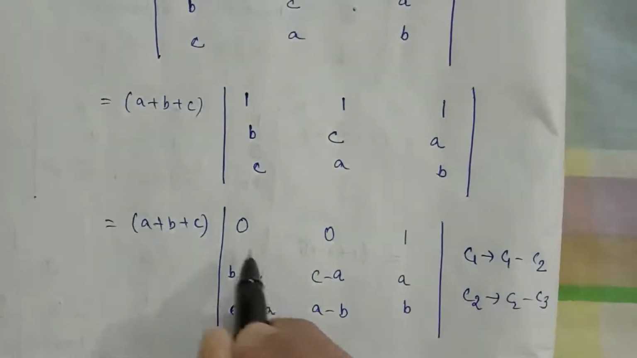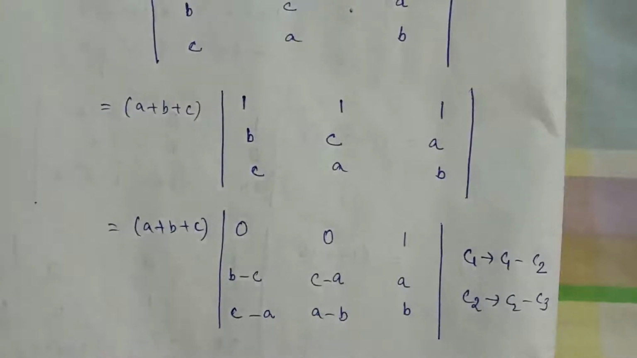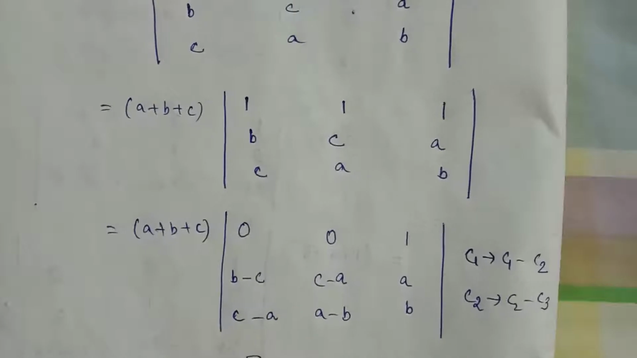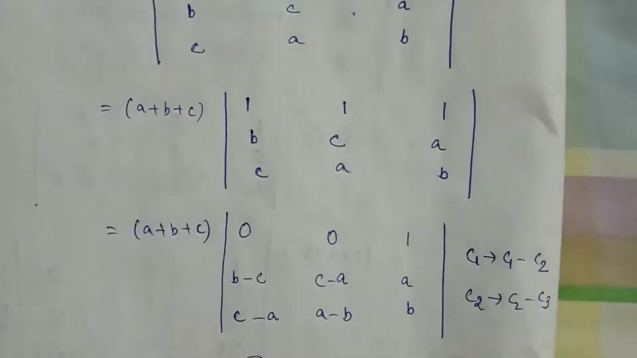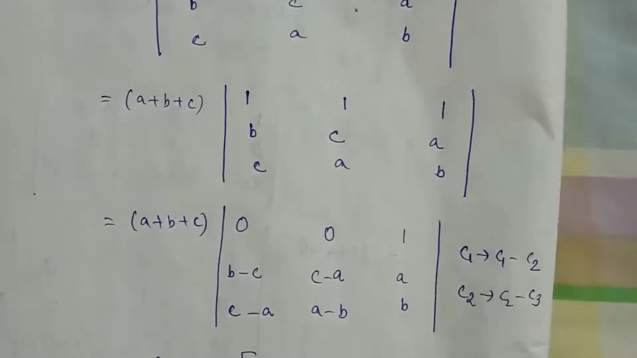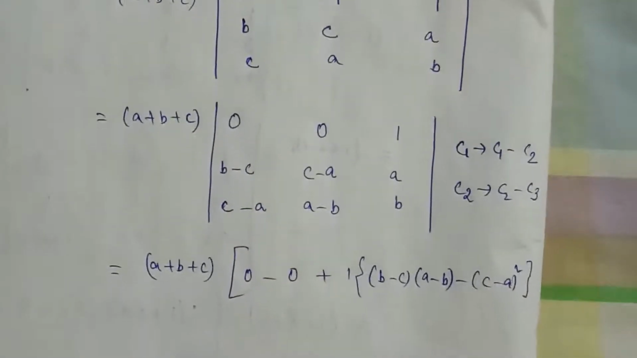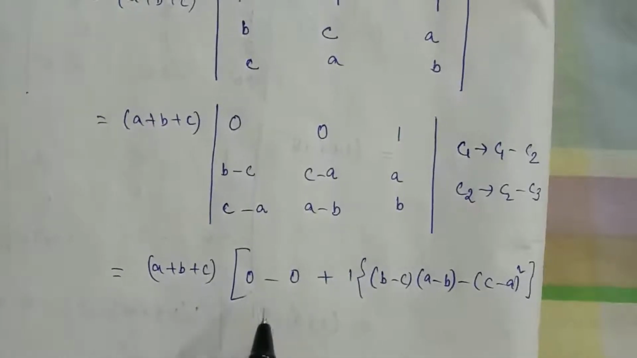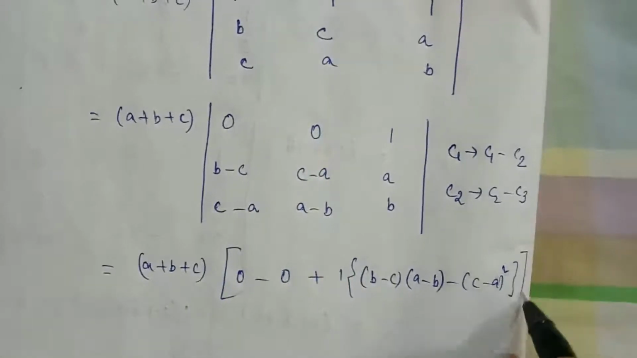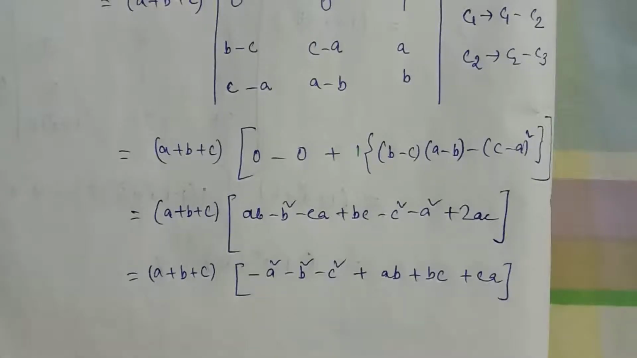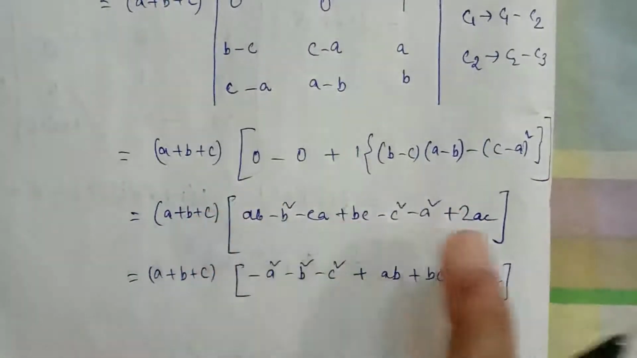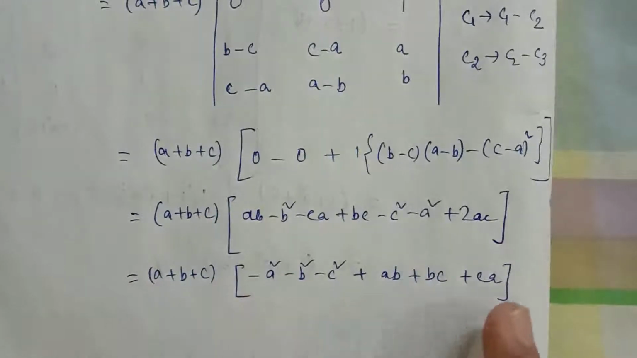You can see there are 2 zeros in the first row, so expanding along the first row, as there are 2 zeros, 0 minus 0 plus 1 into b minus c into a minus b minus c minus a whole square, times a plus b plus c into this. We have expanded along the first row. After simplification, by doing simple calculation, you get this is the value of the determinant.